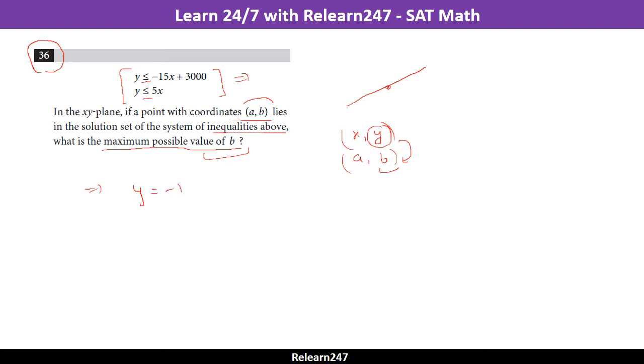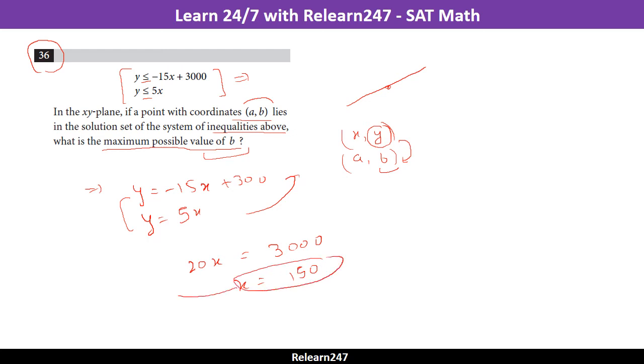Y is equal to minus 15x plus 3000, because we need to find the intersection point. So instead of greater than or equal to, we'll just substitute with equal to. Y is equal to 5x, and we'll just solve this equation. Substituting y in the first equation, we get 20x is equal to 3000, right? And x we'll get is equal to 150, and from here we can find the value of y, because what we need to find is the value of y. So y will be equal to 150 into 5, that is equal to 750, right friends?